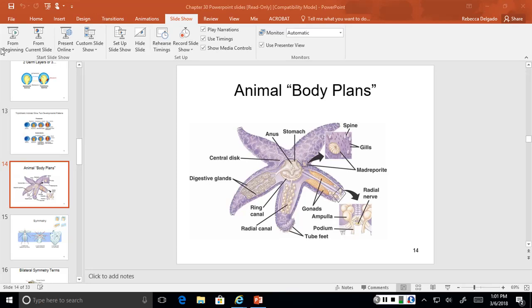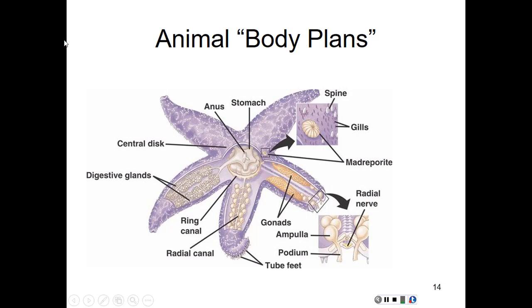Okay, so we are going to pick back up talking about animal body plans. So the animal body plan includes several characteristics that refer to the general structure of an animal. It can refer to the arrangement of its organ systems and the integrated functioning of all of its parts. We're going to talk about a few different features of body plans, including symmetry, the presence and type of body cavity, segmentation, and the presence and function of appendages.